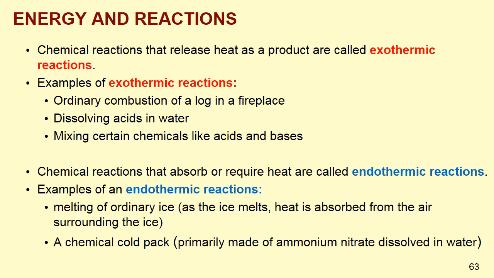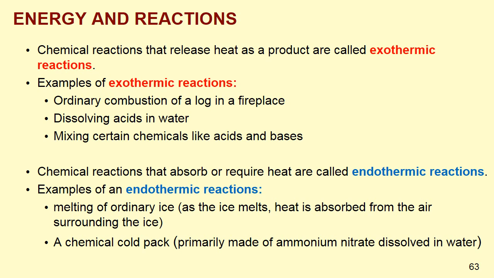All right, so if a chemical reaction releases heat, so it's a product, we call that an exothermic reaction. Exo meaning out, thermic heat. So what are some examples of exothermic reactions? Well, if you burn a log in the fireplace, or if you start your grill, so we're burning propane in a grill, that's combustion, that will give off heat. If you dissolve an acid in water, usually what happens is it gets hot. The dissociation of the acid will release heat. Other chemicals, if you mix certain chemicals, they'll get hot. If you mix an acid and a base together, they'll get warm.